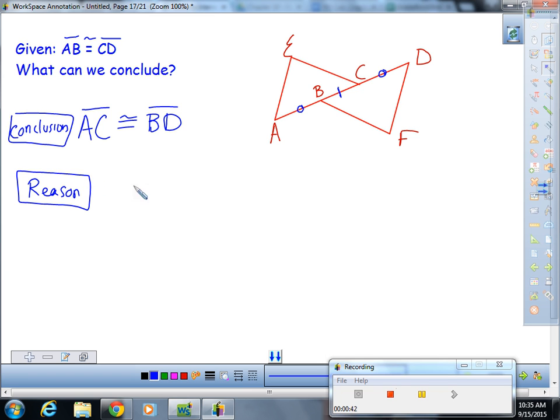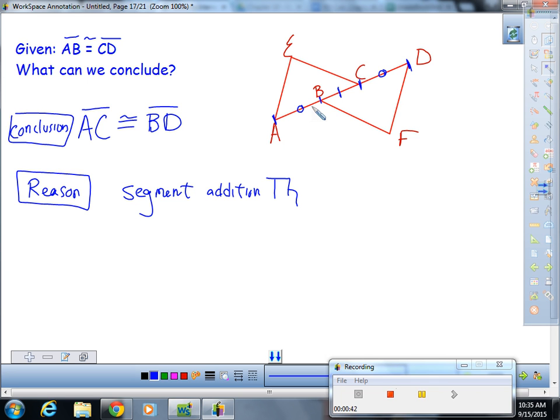That would be a segment addition theorem. The segment addition theorem says, this is where you might want to read your notes and follow along, if two segments that are congruent, if the same segment is added to both segments, then the resulting segments will also be congruent.